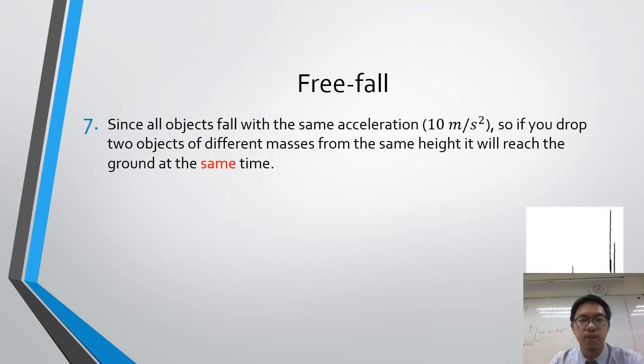Let me just read this out for you. Since all objects fall with the same acceleration, if you drop two objects of different masses from the same height, they will reach the ground at the same time. So if you have two objects of different masses, okay, let's say I have my marker here and I have my phone. If you drop them together, in theory, they will reach the ground at the same time. Okay, so I won't do this because my phone is very precious. So they should reach the ground at the same time.